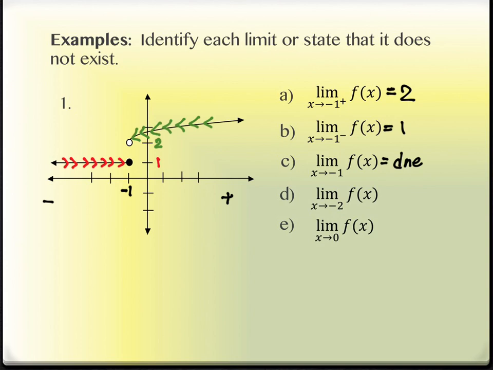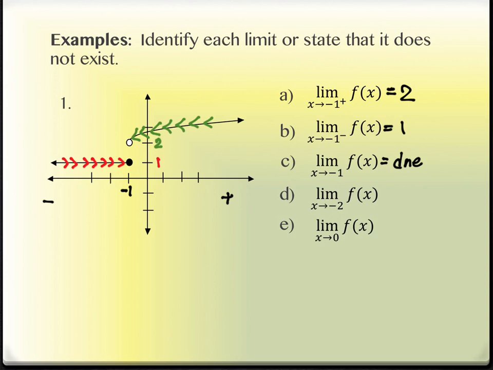Now, pretend for a moment that it didn't say 2 and 1. It said 2 and 2. If it said 2 and 2, then part C would also say 2, right? It would just match them. So if it matches, it stays the same. If it doesn't match, it does not exist.